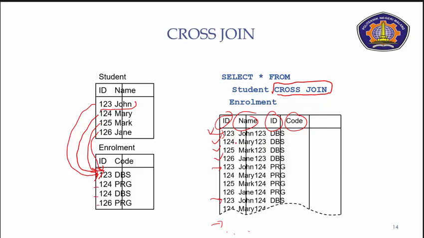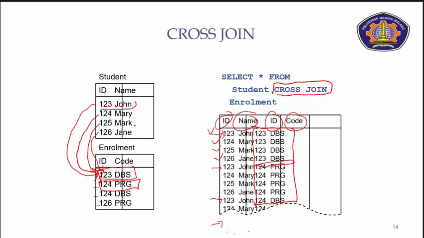1, 2, 3, 1, 2, 4, 1, 2, 5, 1, 2, 6, and they combine it with John, maybe this one, and they combine it with this 1, 2, 3, all with DBS. And then another step is they will combine it with this part.